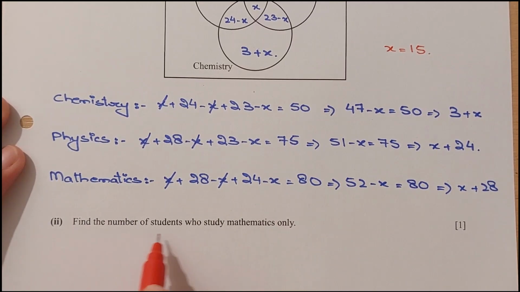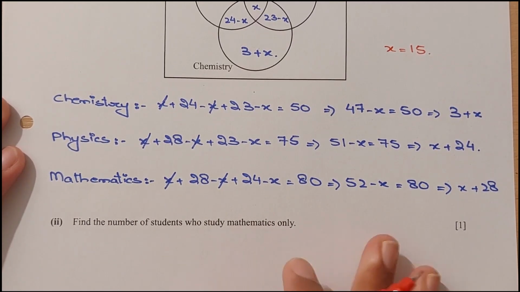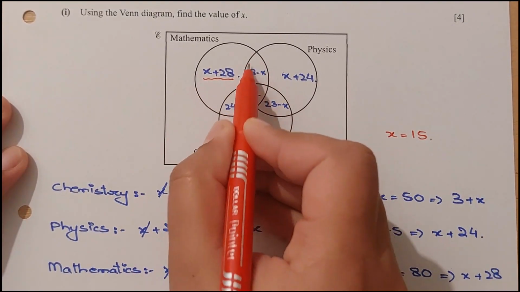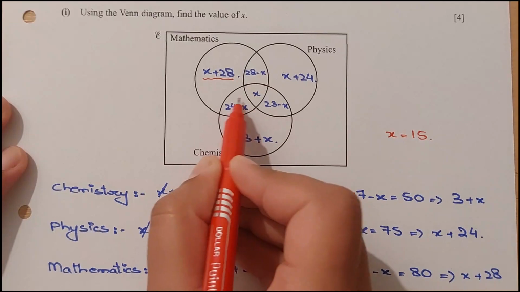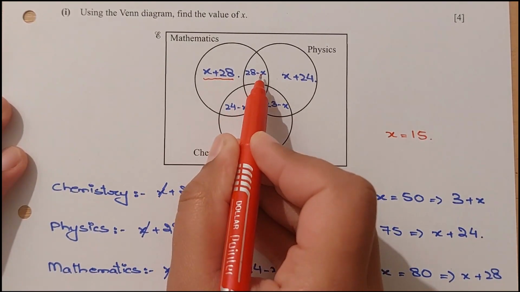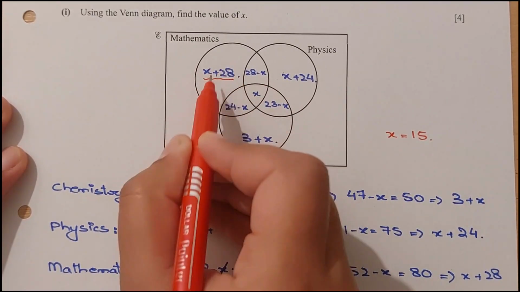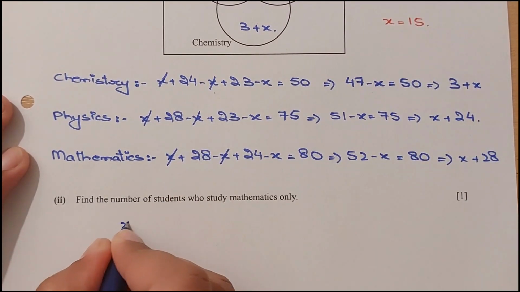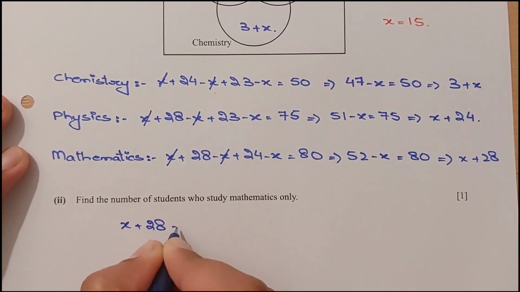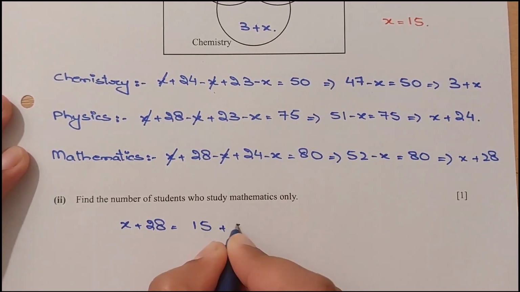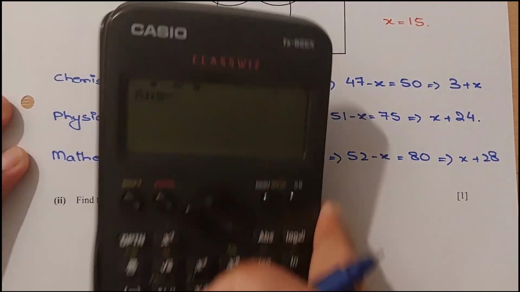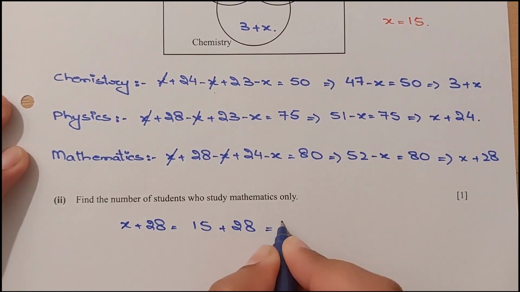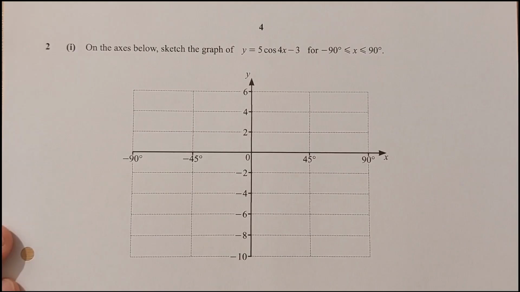Now for the second part, find the number of students who study mathematics only. The students who study mathematics only are these students, because these students study physics as well, these study chemistry, and these study physics, chemistry and mathematics. So only mathematics is X plus 28. Since X is 15, this is 15 plus 28, which is 43 students who study mathematics only.